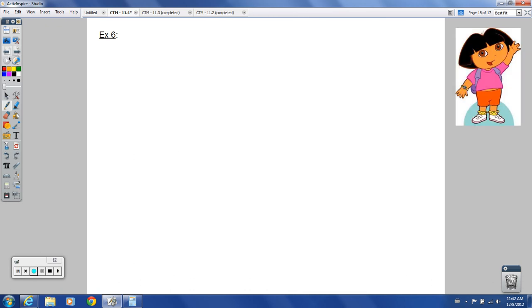Alright, let's take a look now at example 6. Hi Dora. Hi Dora the Explorer. And Dora also has a credit card. Dora, we did not know this. Dora, your little belly's showing there too. I never noticed that before either. I'm going to pull that shirt down a little bit.